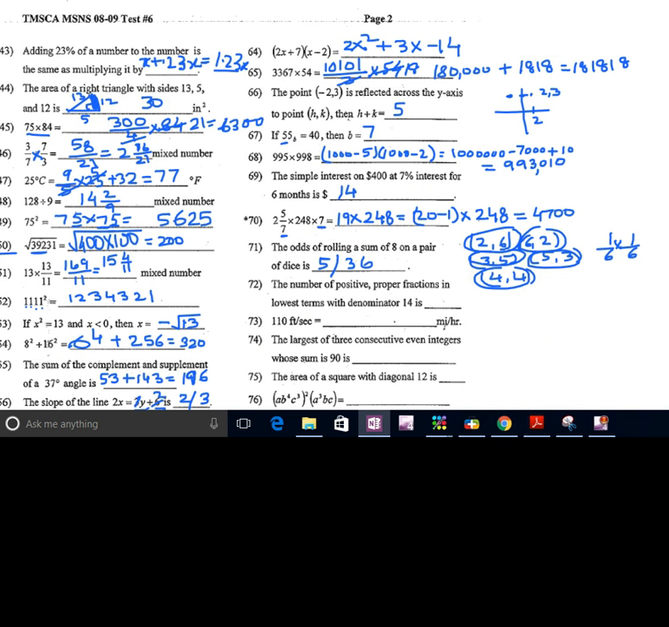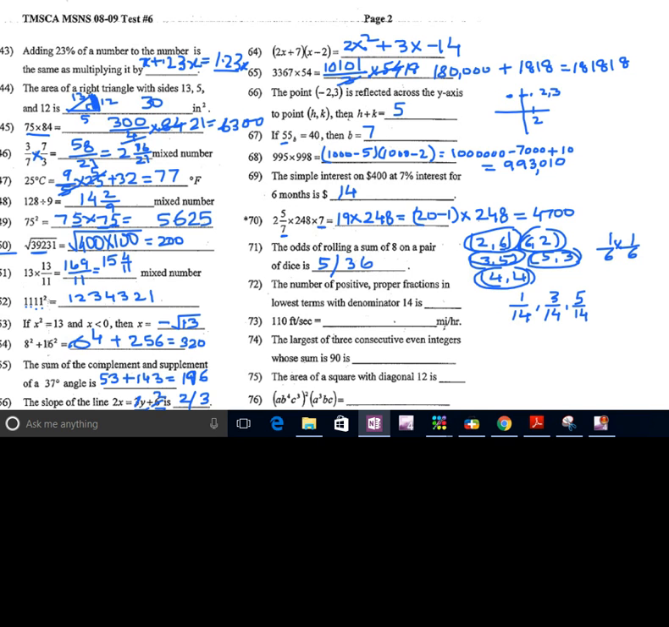72, the number of positive proper fractions in lowest terms with denominator 14. So what we are saying over here is, okay, so we have 1 over 14. We cannot have 2 over 14 because we can cancel 2 and 14 as 1 over 7. So the next will be 3 over 14, 5 over 14. We cannot have 6 over 14 because 6 is even and 14 is also even, and we can further reduce that. 7 over 14 is also not included because that's 1 over 2.